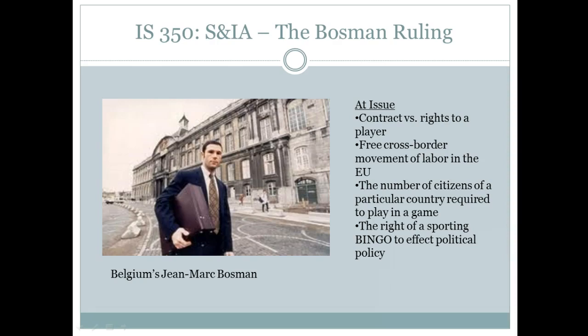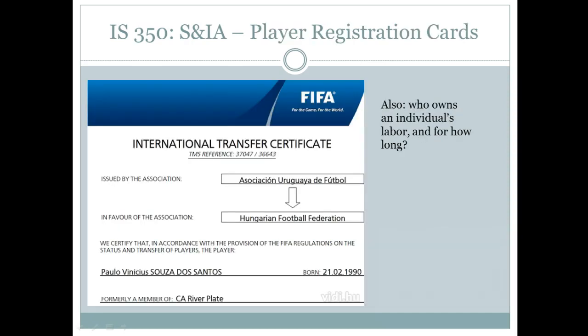Now, by the time it came through and he actually won, he was a pretty old player. He didn't have much of a career left, but a lot of other people do have that right now, and they move from one country to another. That's a little bit complicated by something called player registration cards. So essentially, you have a card that registers you with a team in a league. So you have that transfer certificate that is required to move between one country and another. So this is one for a player named Paulo Vinicius Sousa dos Santos to move from a team in Uruguay to Hungary.